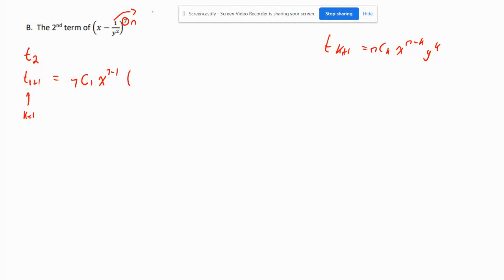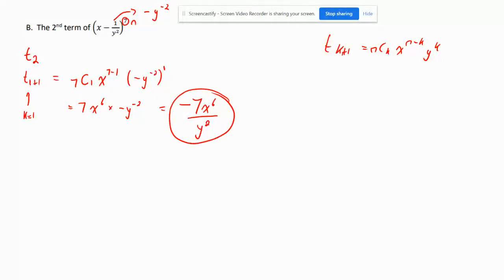Now, same thing over here, guys, like in the last one. I'm going to go negative y to the negative 2 instead of 1 over y squared here. It works easier with the exponents, I think, when you do it this way. And our k value is 1, so it's going to go right here. 7 choose 1 is 7, x to the 6 times negative y to the negative 2 is negative 7x to the 6th over y squared. This will be this guy here.